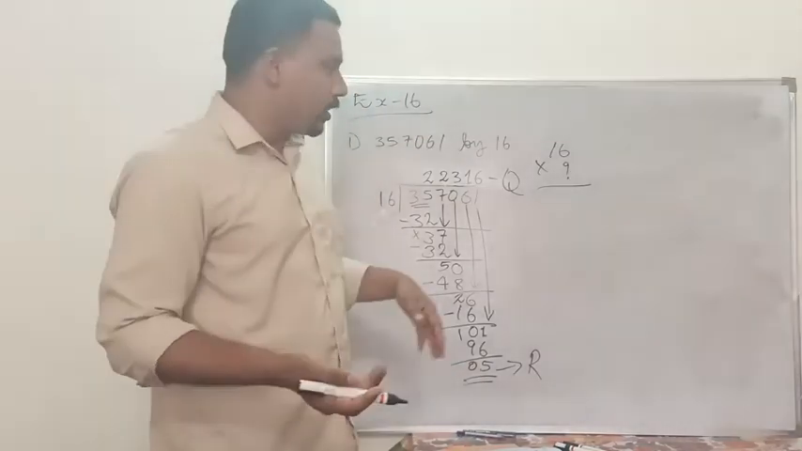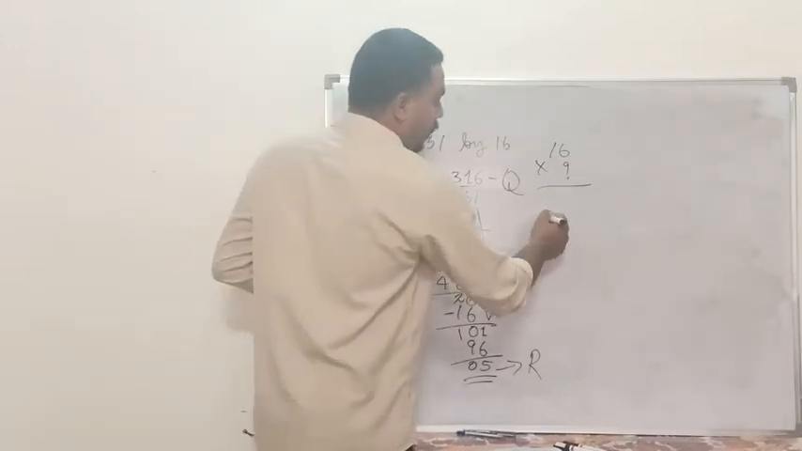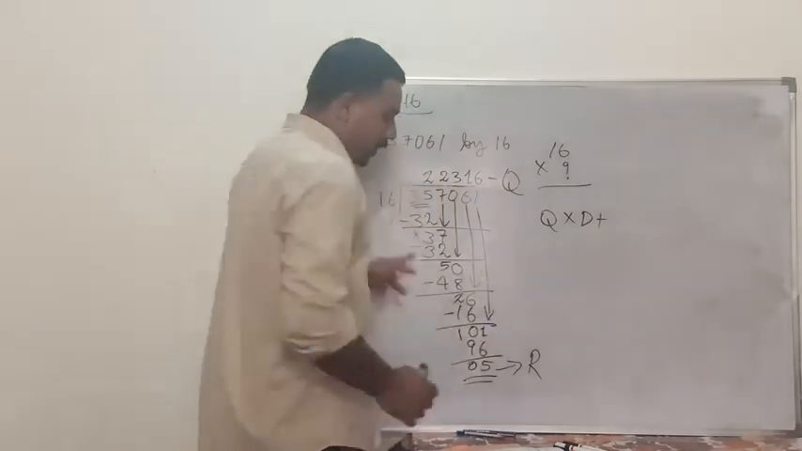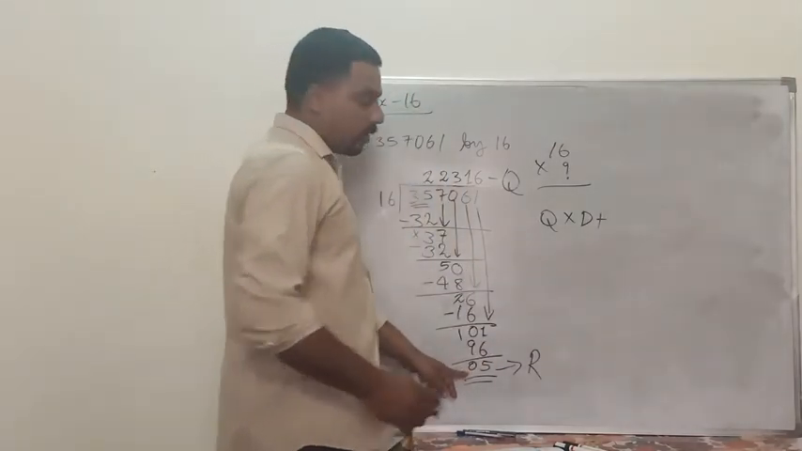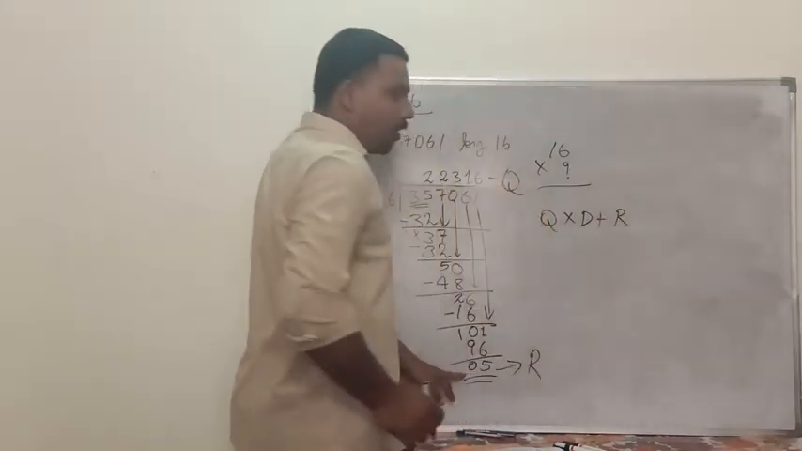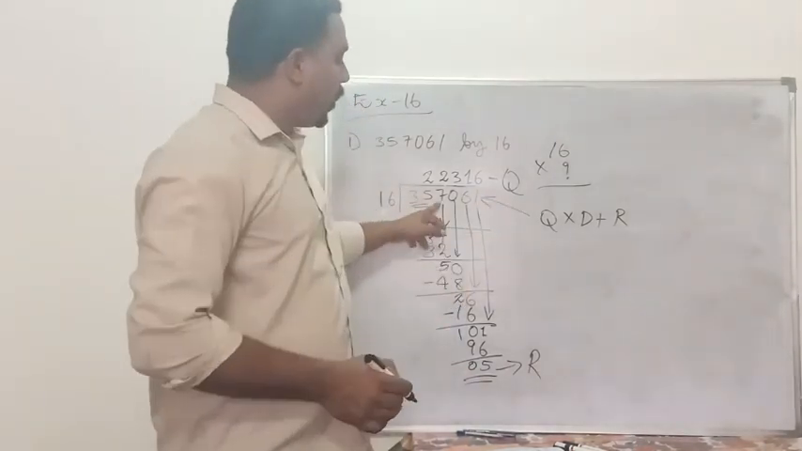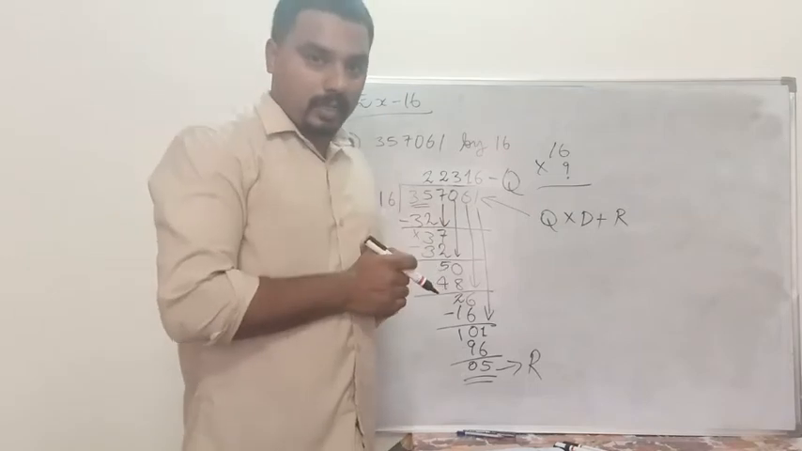How can we check it? As I told, multiply the quotient by the divisor. If something is remaining, add the remainder also. If you are getting the dividend, the division is correct.